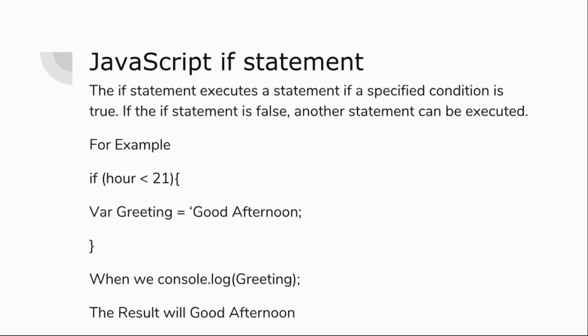JavaScript if statement: the if statement executes a statement if a specified condition is true. If the condition is false, then another statement can be executed. For example, if hours is greater than 21, we define a variable greeting equal to "good afternoon." If hours is greater than 21, like 22, 23, 24, the console result is good afternoon. So this is a basic if statement example.